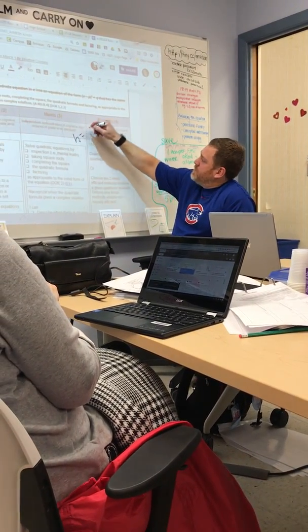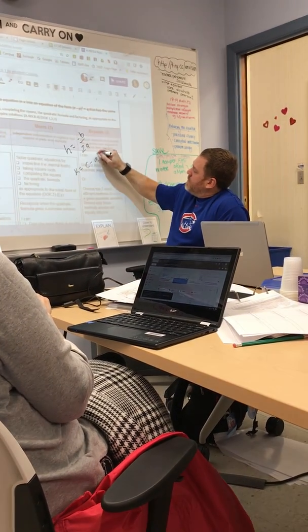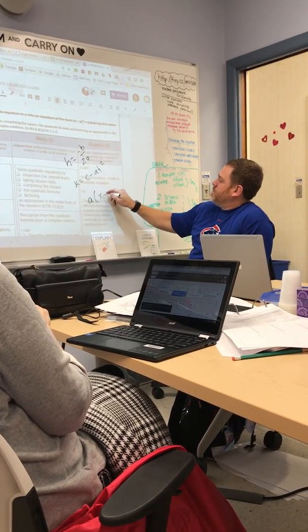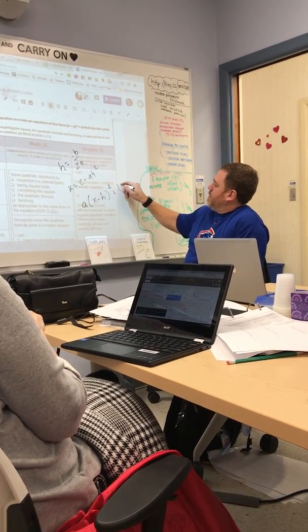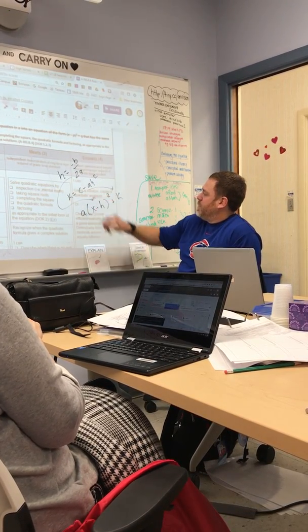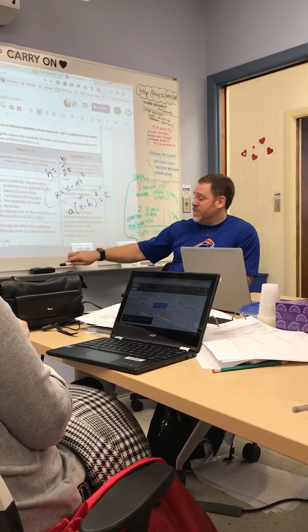H is equal to negative B over 2A, and K is equal to C minus AH squared. And so if you're dealing with A times X minus H squared plus K, you take that value, plug it in there, take that value, plug it in there. And it's the same exact thing for vertex form.